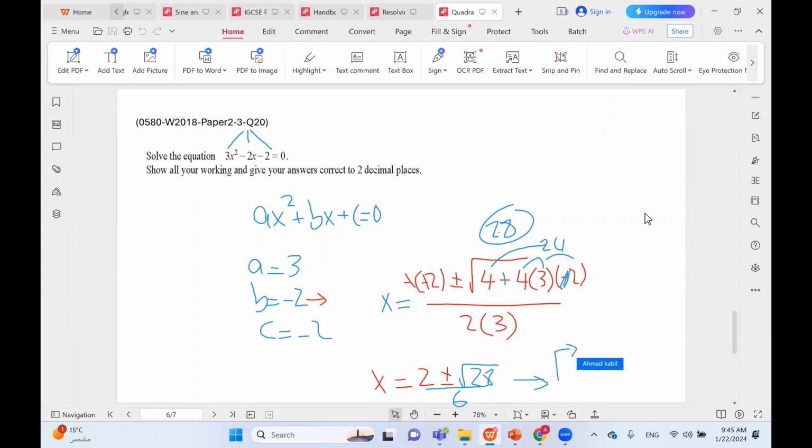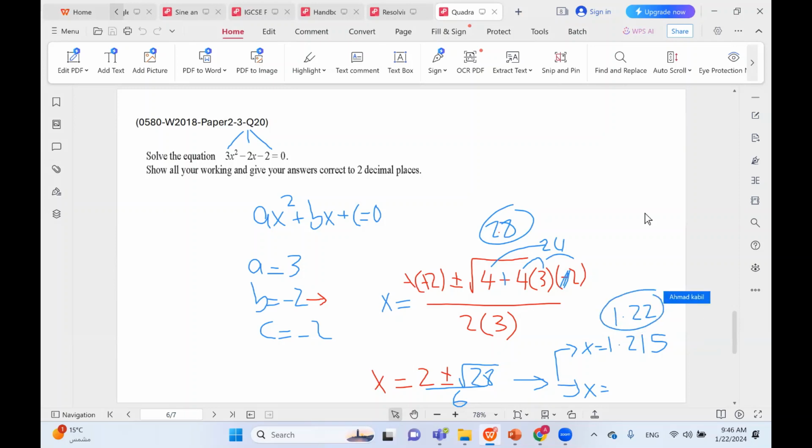So either x equals 2 plus radical 28, and I press the equal sign, I get 7.29, and then I divide the answer by 6, I get 1.215. Again, we want 2 decimals, so it's just 1.22.